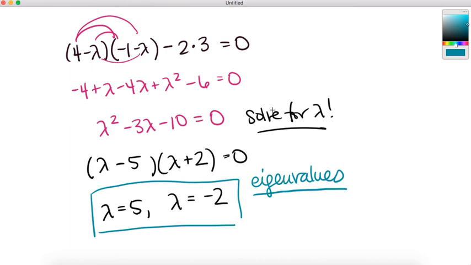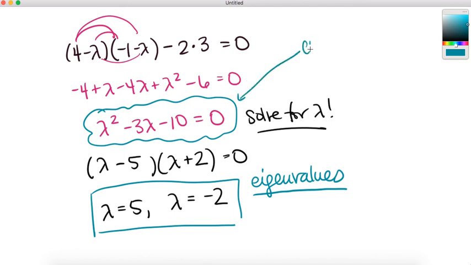And that is it. For this particular one, if we had asked just for the characteristic equation, this is what I would have put down here: the characteristic equation multiplied out with all like terms gathered together. Then you go ahead and solve that equal to 0 to find your eigenvalues. So those are the eigenvalues for our matrix A from before.